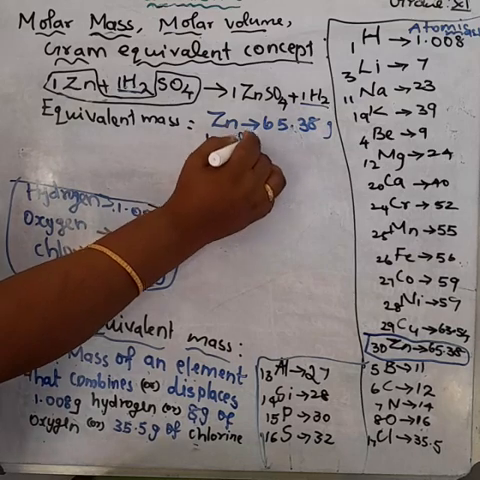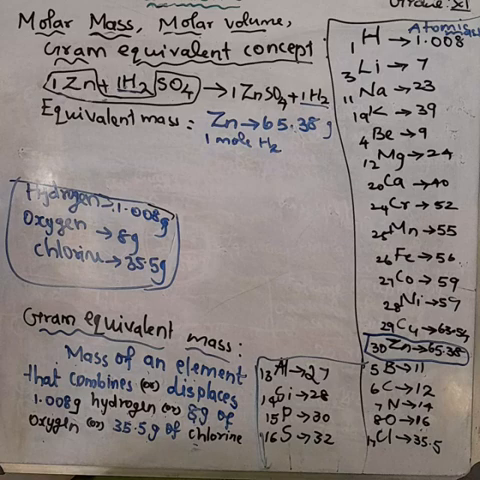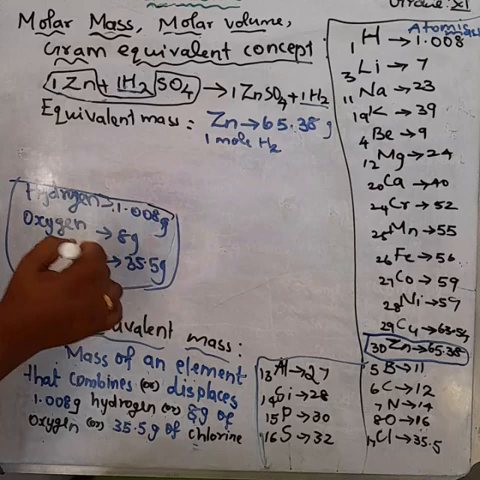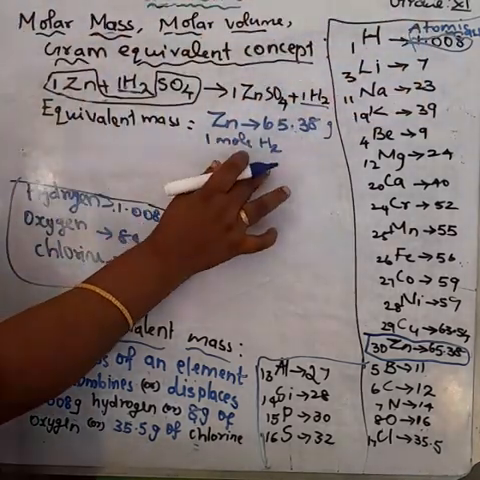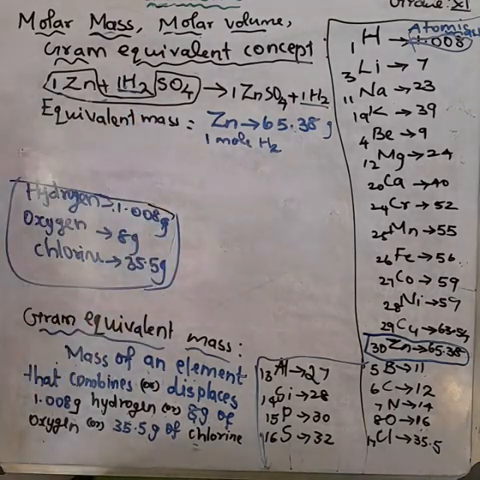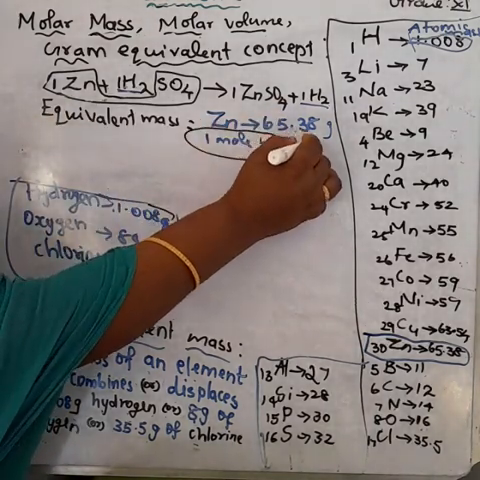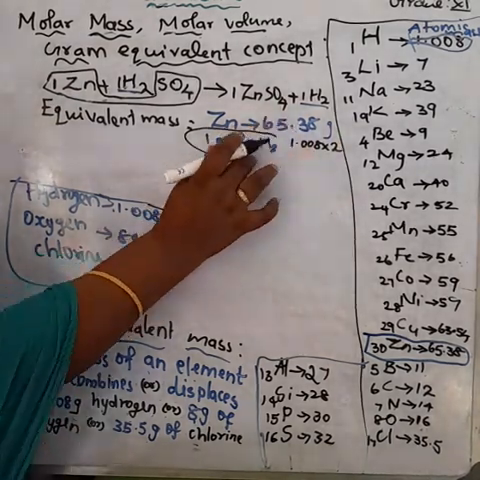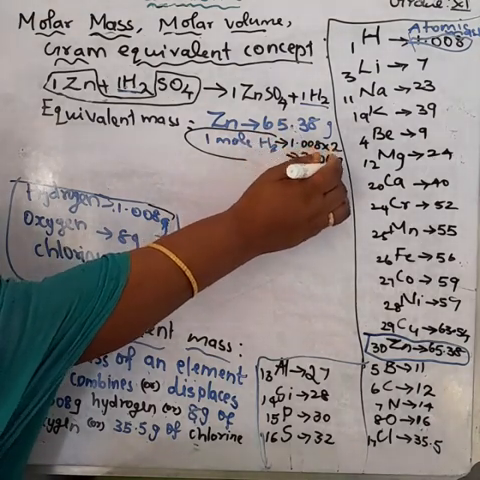So what is the weight of this 1 mole of hydrogen molecule? The atomic mass of hydrogen is 1.008. But here 1 mole of hydrogen molecule has 2 atoms of hydrogen, so we multiply the atomic mass of hydrogen by 2, because 2 hydrogen atoms make up 1 mole of hydrogen molecule. So we get 2.016 gram. Understood?